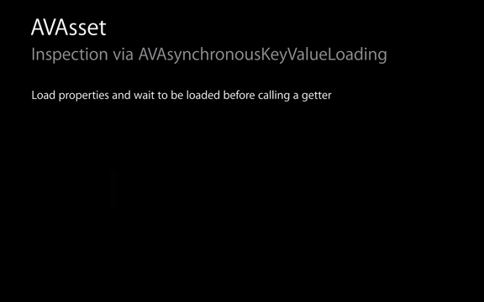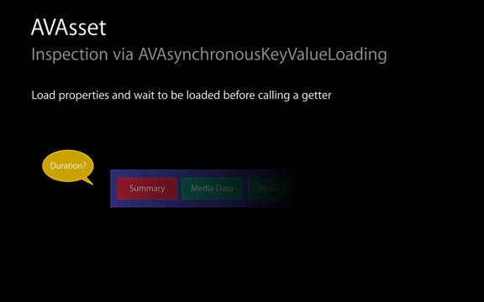For example, if you're interested in the precise duration of an asset, you can ask AV Foundation for the duration, and we download just about the right amount of data to be able to tell you what the duration is. With some file formats, it's straightforward, and there's summary information right up ahead, so we can download just that piece of data. But that's not always the case.